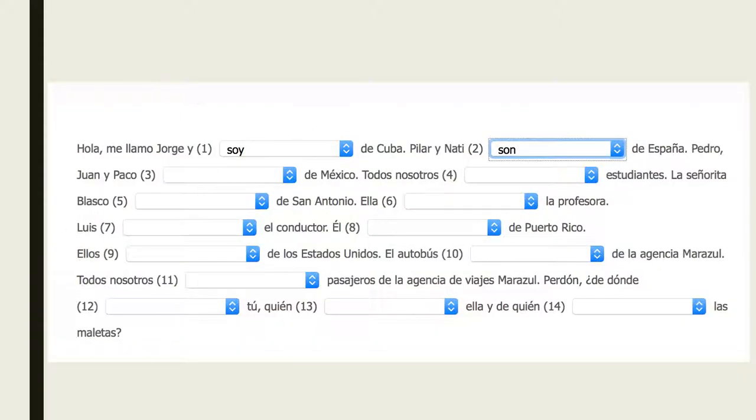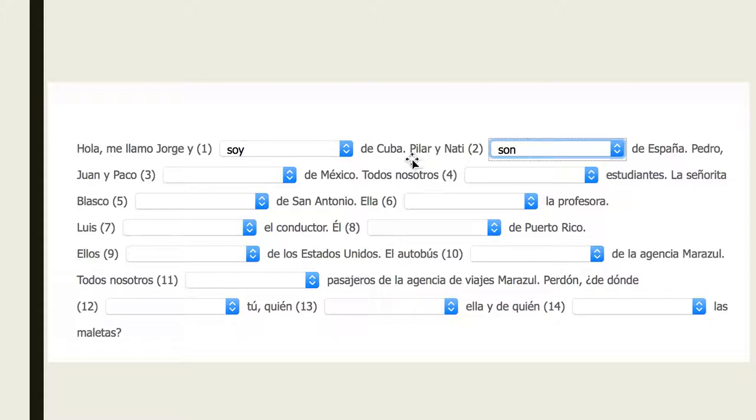So here's the first homework assignment for this section. All you have to do is use the drop-down menu and figure out which conjugation of ser is correct. So the easiest way to do this is look at the sentence and figure out who the verb is modifying, who the subject of the sentence is.